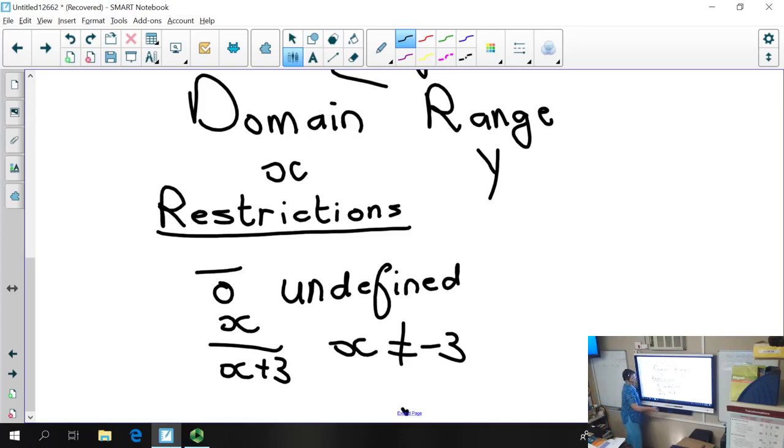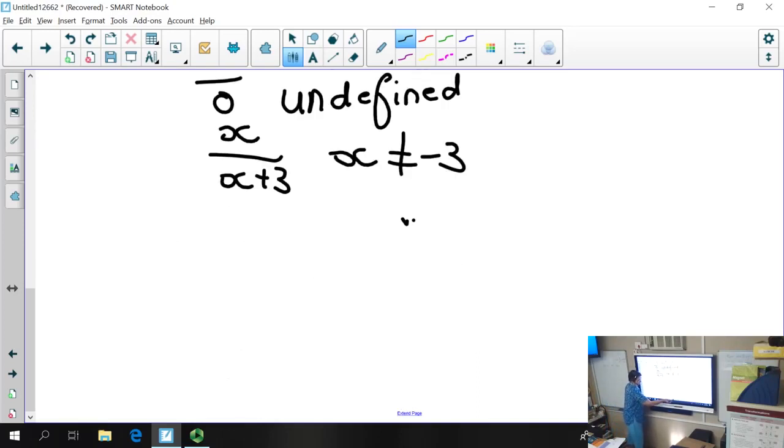And what else? We've said it often. What can you never get? Yes, you can never ever get a negative in a root. So that will be the second restriction on that one there. That's your restriction. So what we can do is they can also give you functions to draw.